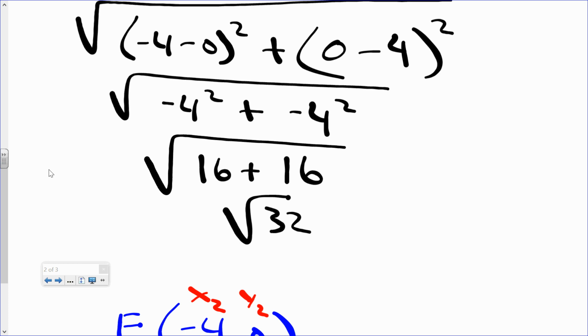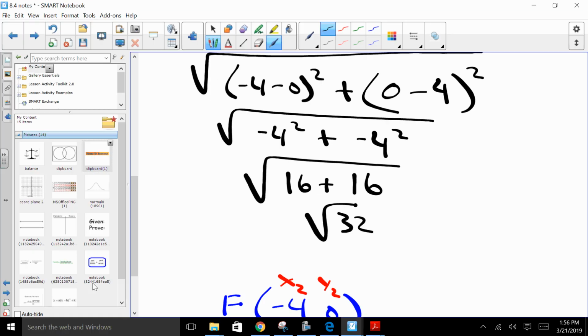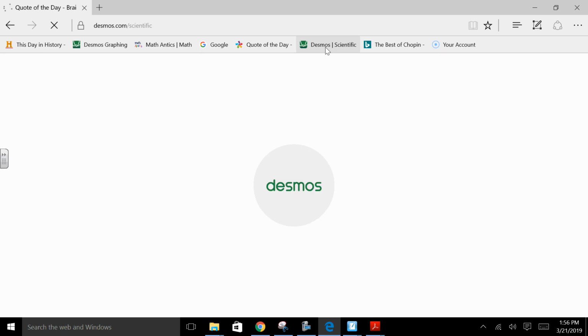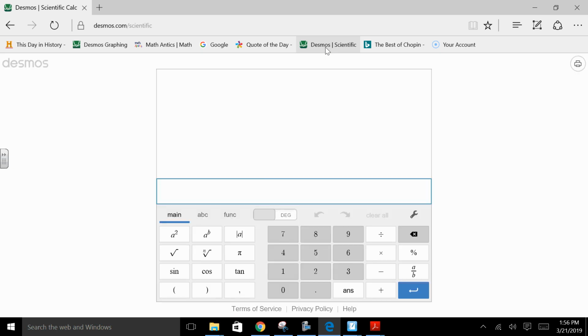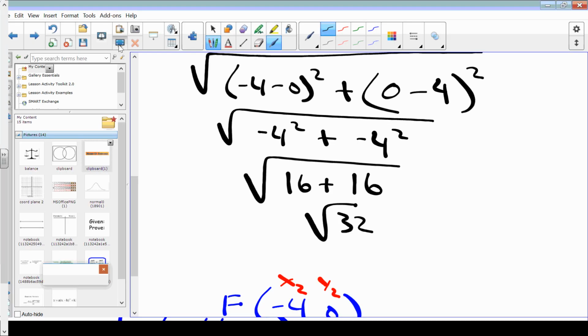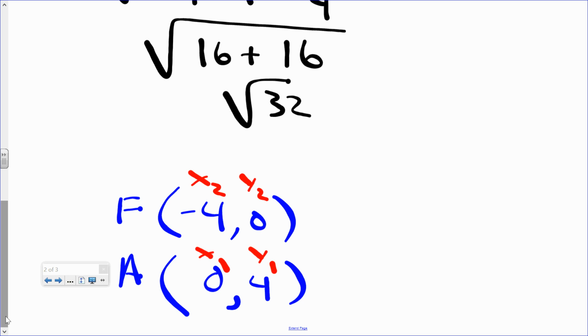The square root of 32, let me type that into my calculator, see what that is. Here's my calculator here. Square root of 32. I'm going to round to the nearest tenth, about 5.7. Stay with me. So it's approximately 5.7.